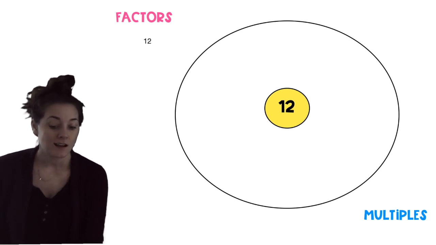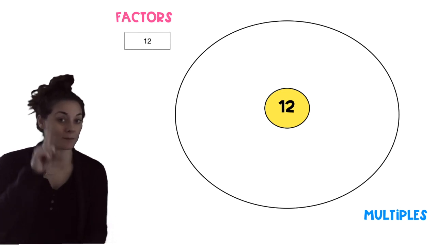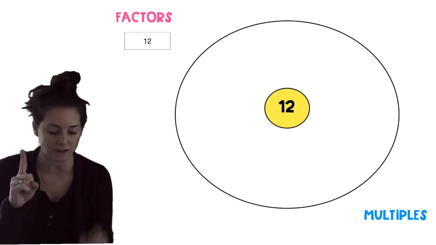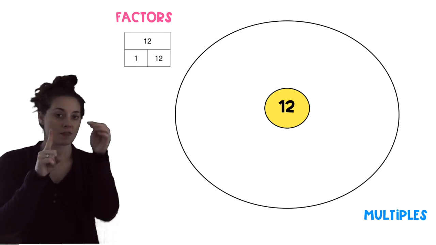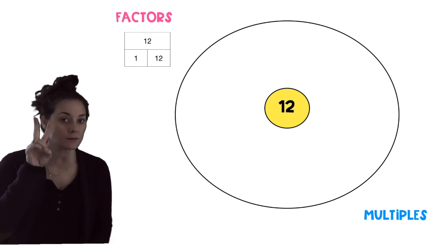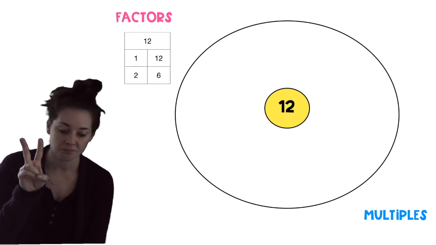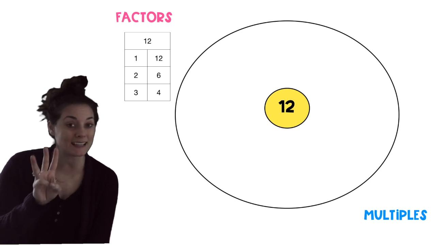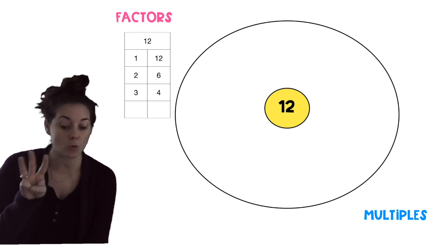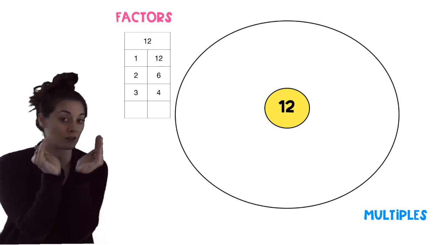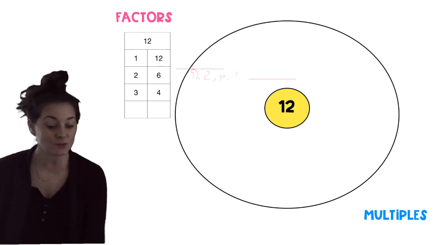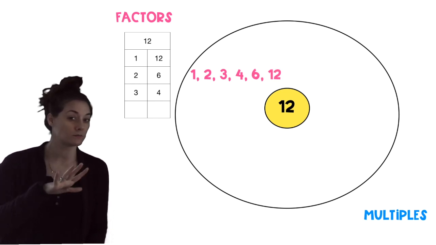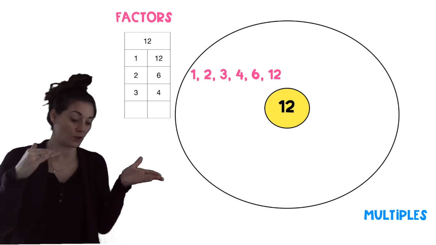Start with factors. I'm going to make my table and put 12 at the top. I'm going to start with number 1 because I know that 1 times itself is my 2 factors. So 1 and 12. Then I'm going to go to 2. What times 2 equals 12? 6. Then I'm going to go to 3. What times 3 equals 12? 4. Now there's no number in between 3 and 4, so my table's done, and I just write them in numerical order. 1, 2, 3, 4, 6, 12. Easy enough.